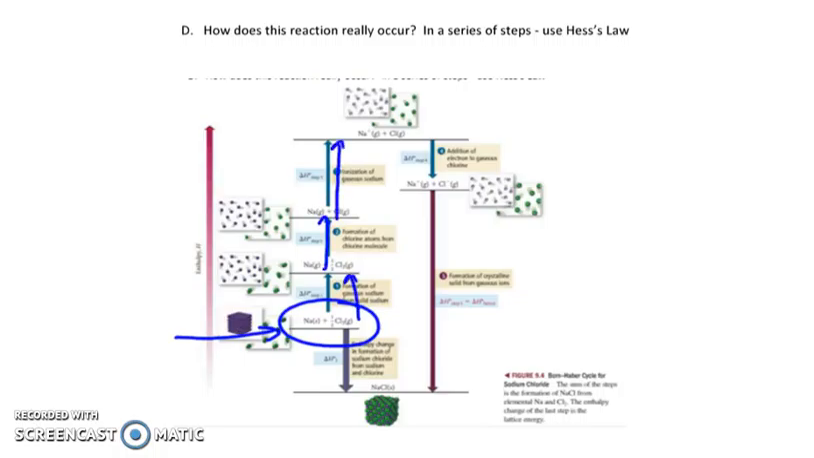There's your ionization energy, there's your endothermics. But down here is your electron affinity, where the chlorine gas atom gains an electron. This is your lattice energy. Notice how greatly exothermic it is. Huge exothermic number. So that's where the lattice energy comes in.